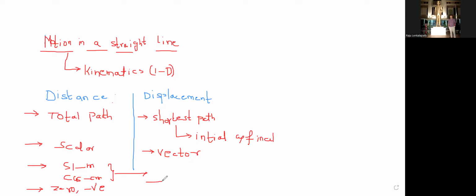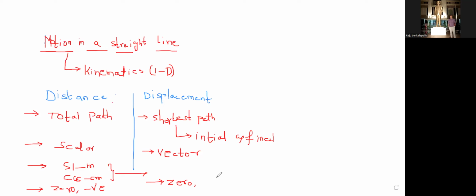But displacement can sometimes be zero. Suppose I start the journey from here, go around the BNIT campus, and finally reach the same position. The initial and final positions are the same, so the displacement value will be zero. But the distance value is not zero.